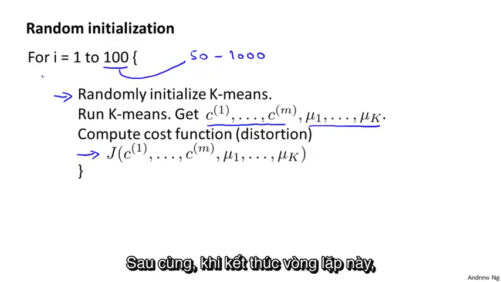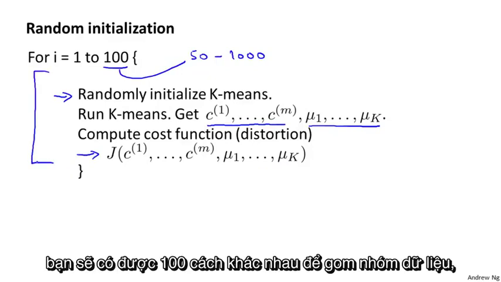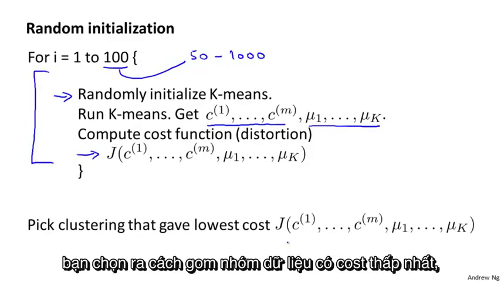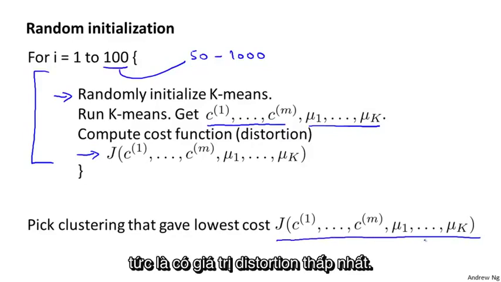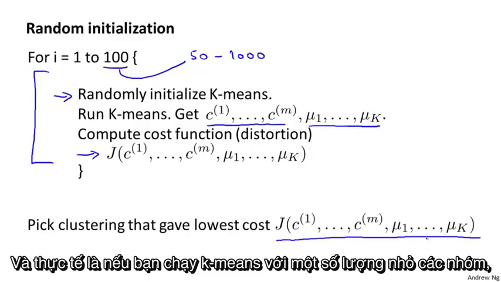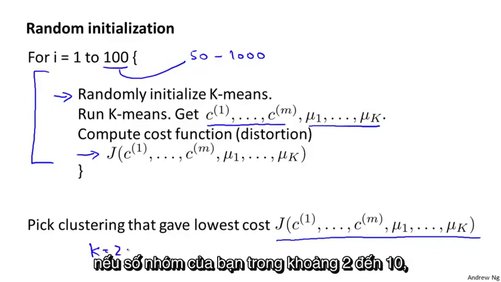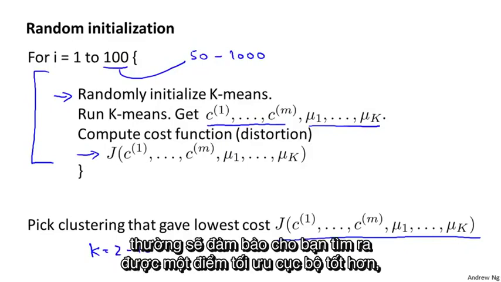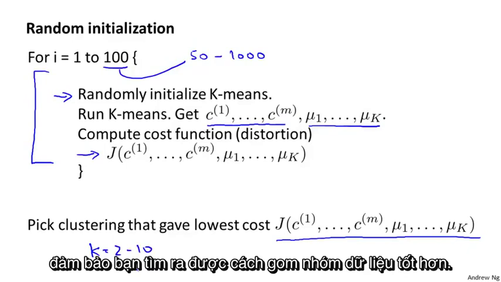Finally, having done this whole procedure 100 times, you will have 100 different ways of clustering the data. And then finally, out of these 100 ways we've found of clustering the data, just pick the one that gives us the lowest cost, that gives us the lowest distortion. It turns out that if you're running k-means with a fairly small number of clusters, so if the number of clusters is anywhere from 2 up to maybe 10, then doing multiple random initializations can sometimes make sure that you find a better local optimum, make sure that you find a better clustering of the data.